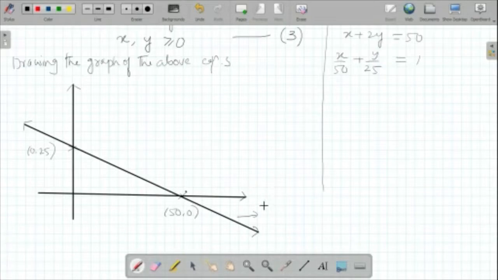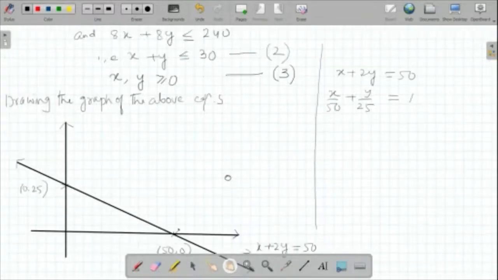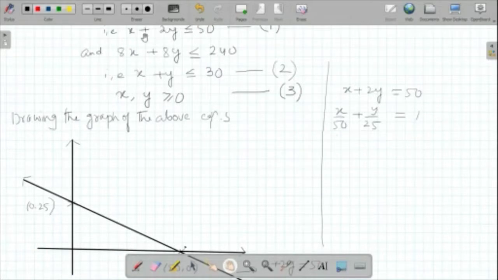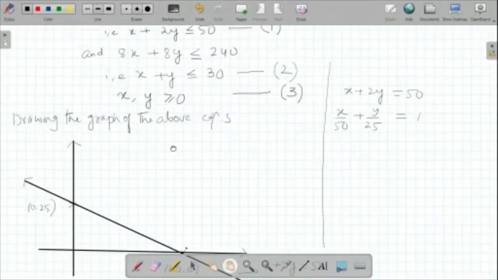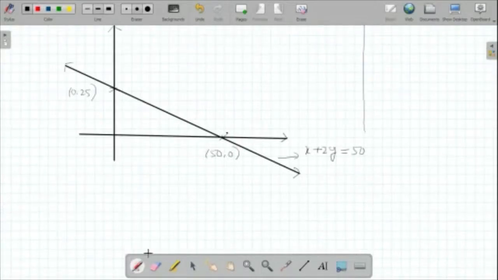And what is this equation? This equation is x plus 2y equals 50. For this equation it should be less than or equal to. Which side is going to be our region, this side or this side? It will be on this side, right?